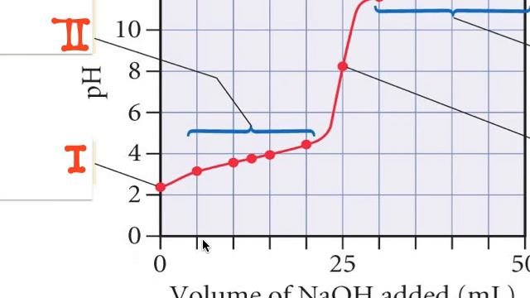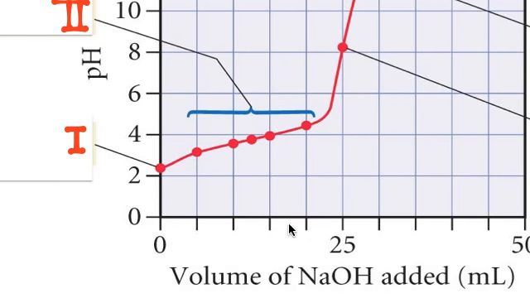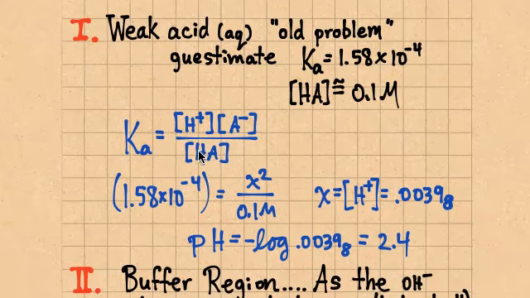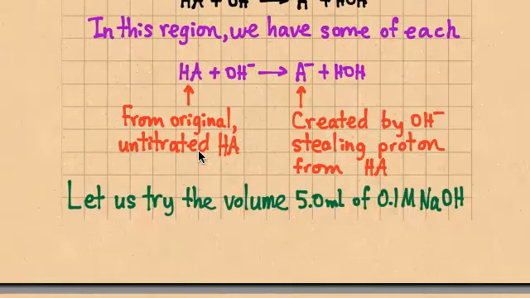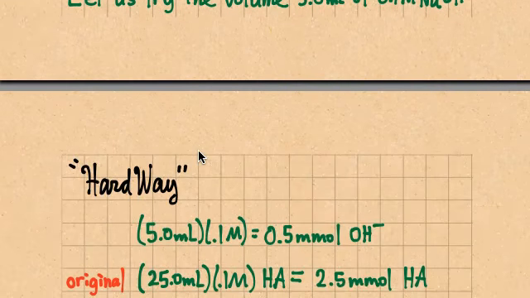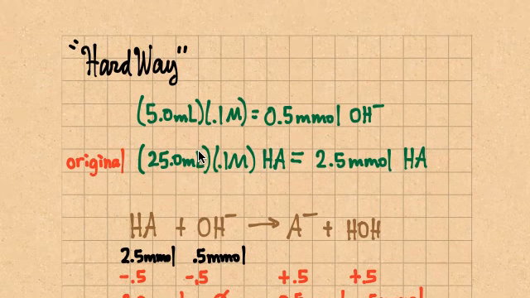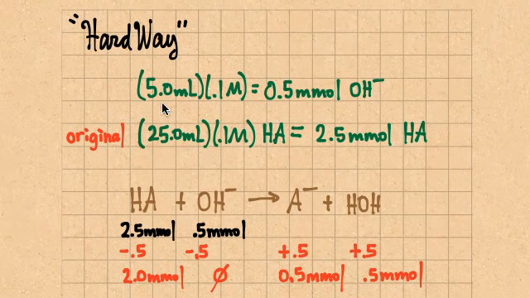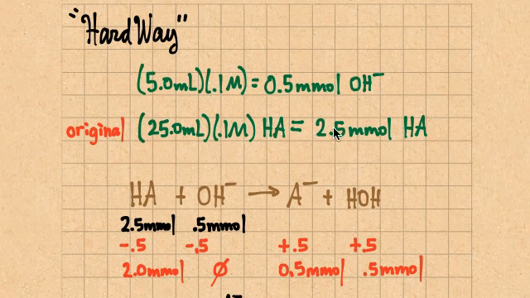If I had 5 milliliters of NaOH to write this right here, I know the Ka of the acid. I should be able to imagine the buffer equation. And let me show you the hard way. I call it the difficult way. 5 milliliters of 0.1 molar NaOH added to my 25 milliliters original of 0.1 molar HA. And let's see, that's a half a millimole, and this is 2.5 millimoles.